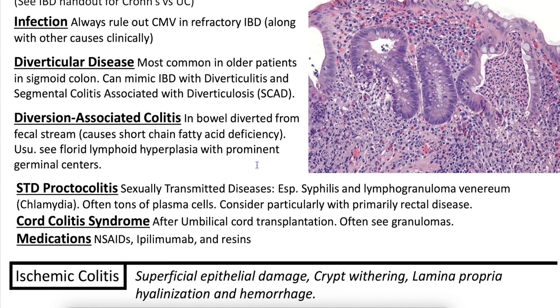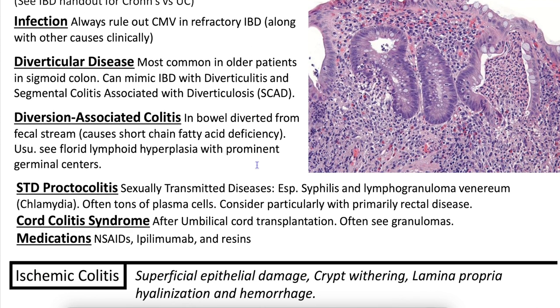Diversion-associated colitis, in bowel diverted from the fecal stream. This causes short-chain fatty acid deficiency. And you can see florid lymphoid hyperplasia with prominent germinal centers.